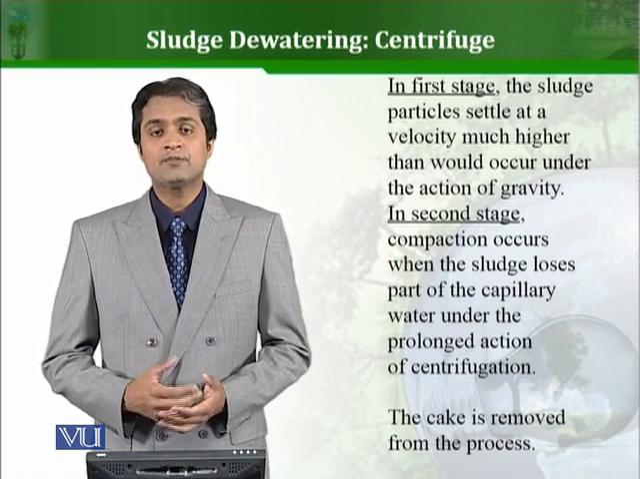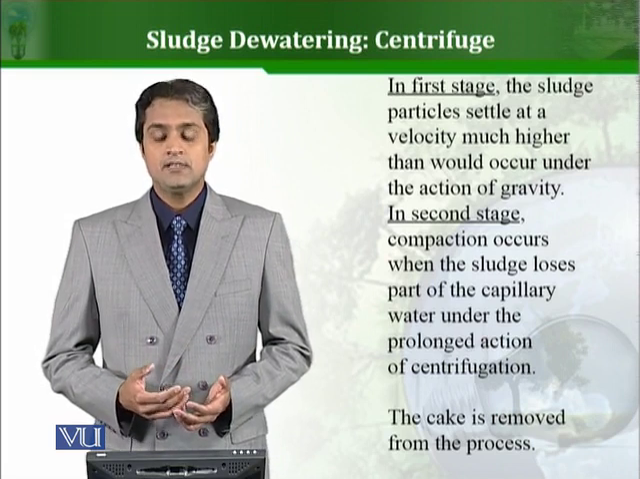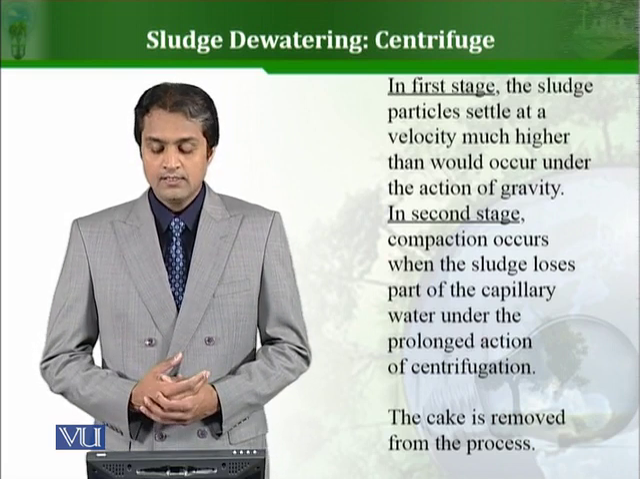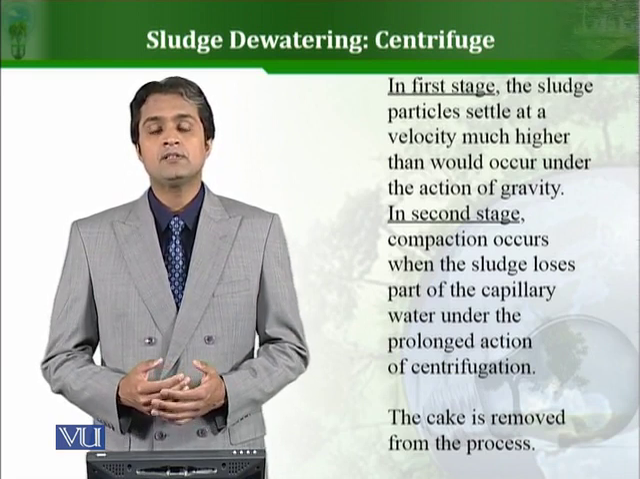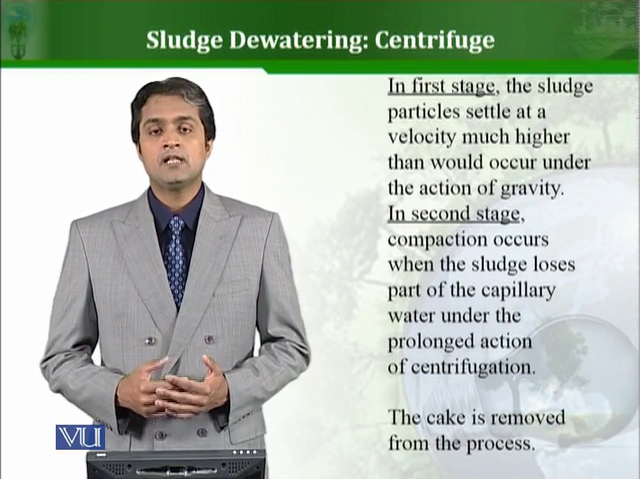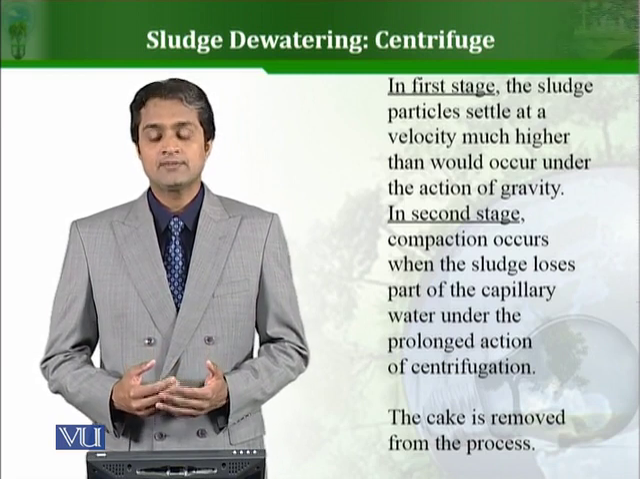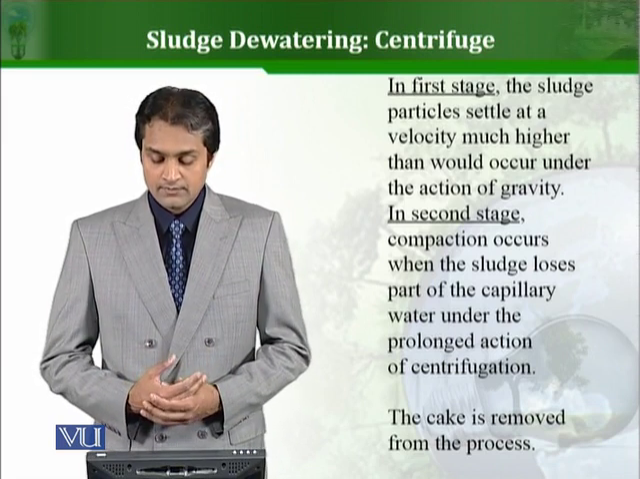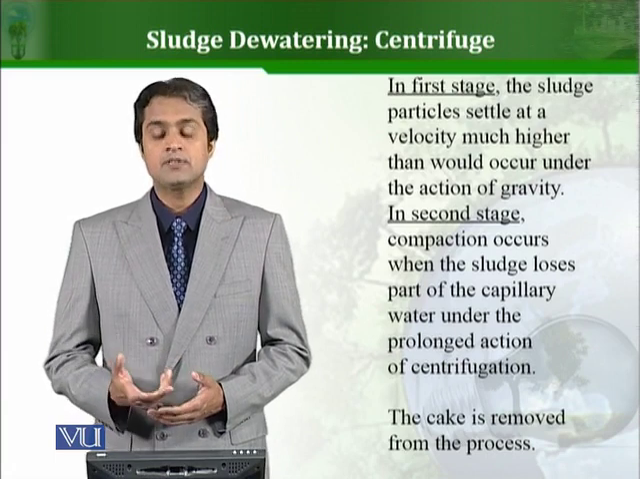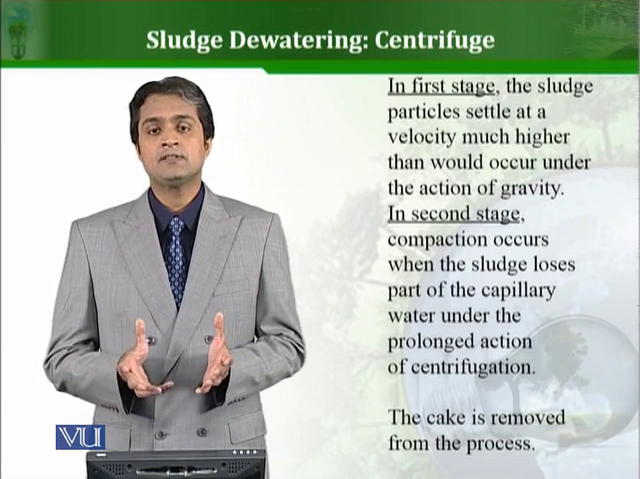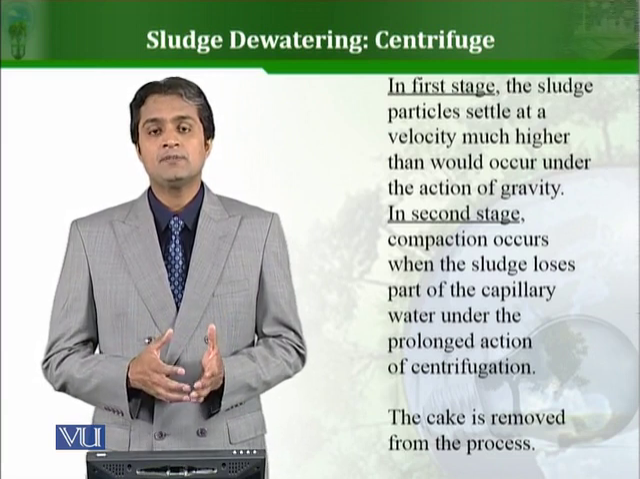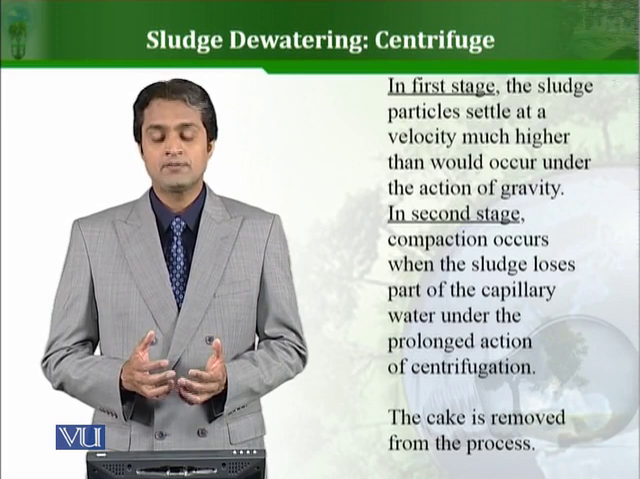How does it occur? Because the water which is present in the sludge, especially the capillary water, is removed due to prolonged centrifugation. So not only the solids settle down, but water present in the solids can also be removed due to prolonged centrifugation, and therefore there are two stages. So in the end, a cake type sludge results, which can be easily separated out from the bottom of the centrifuge.